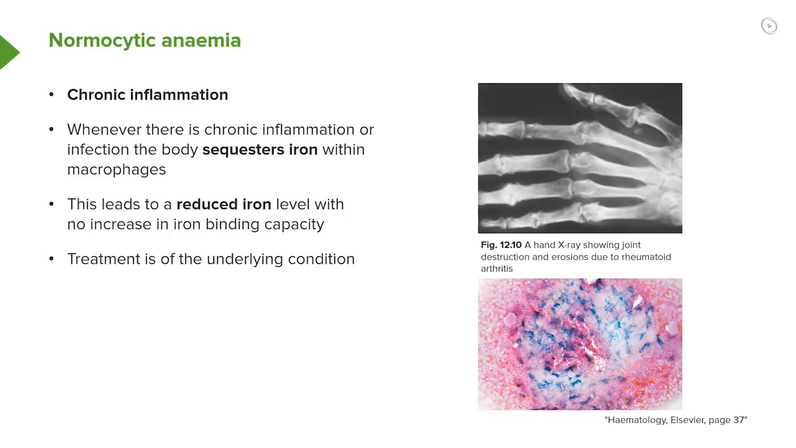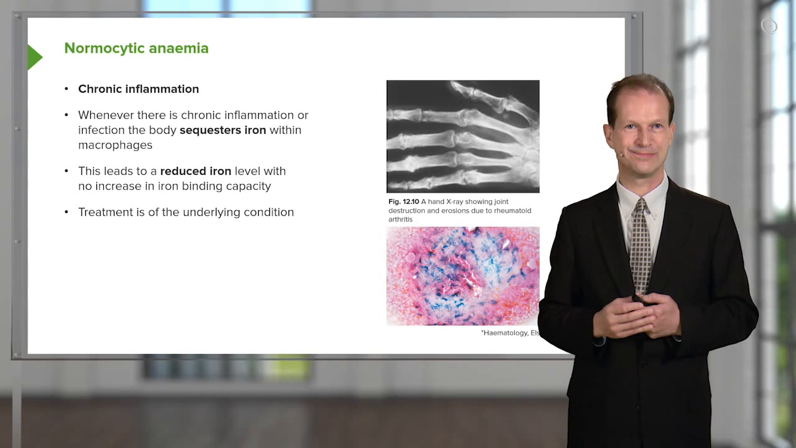Now, the treatment of anemia of chronic disease is really to treat the underlying condition. Treat the rheumatoid arthritis, or perhaps the malignant disease, or whatever it may be that's leading to this condition. And then the rest of the anemia will sort itself out.